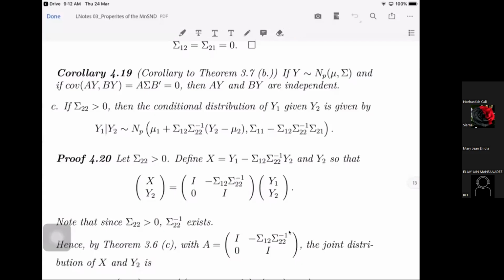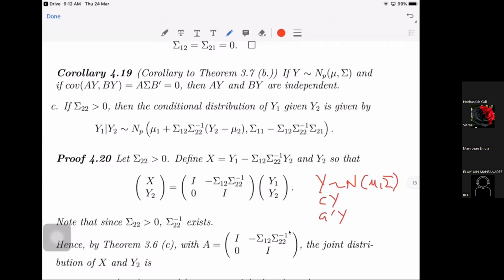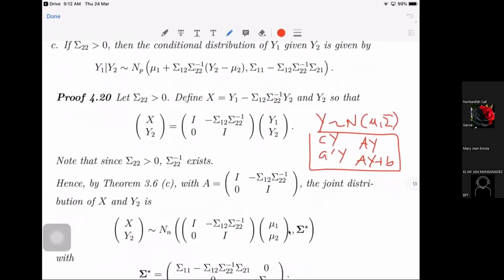Okay, good morning, class. Last time we were discussing that if you have a y which is normally distributed with some parameter mu and covariance matrix sigma squared, and you do some transformation of y, say Cy or A'y or Ay or Ay plus b, all of this still follows the normal distribution.